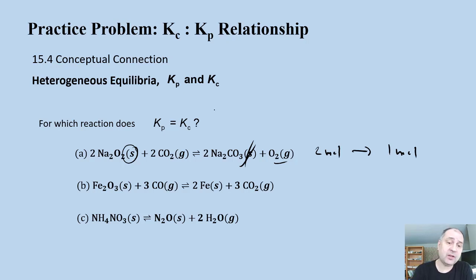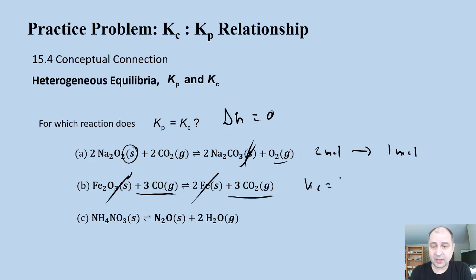So what we're looking for is where delta N is equal to 0. For this one here, we again take out the solids, and so we have 3 moles going to 3 moles of gases. So for this one, Kc would be equal to Kp. And just to make sure, here we have a solid, so no gases on the left. We're producing 2 moles of gases, so we would have a +2 delta N, and therefore Kc would not be equal to Kp.